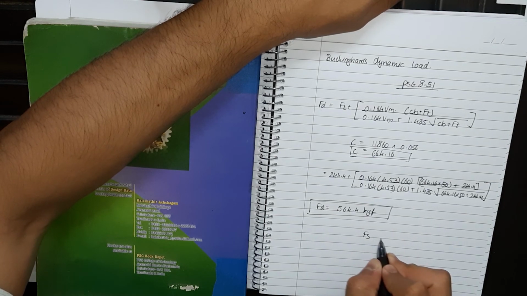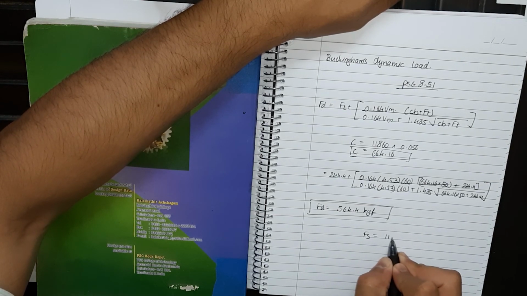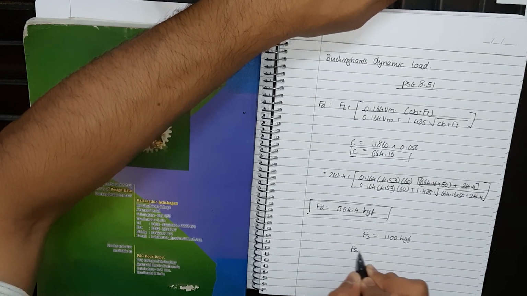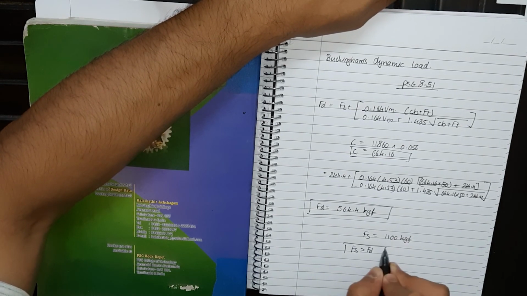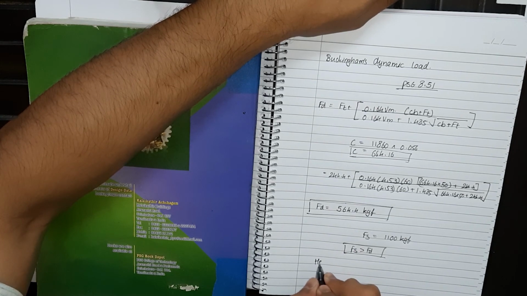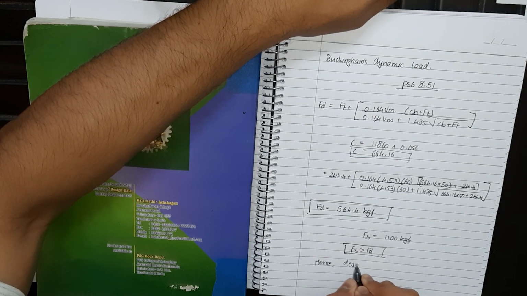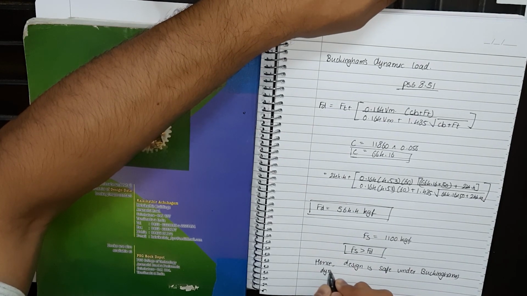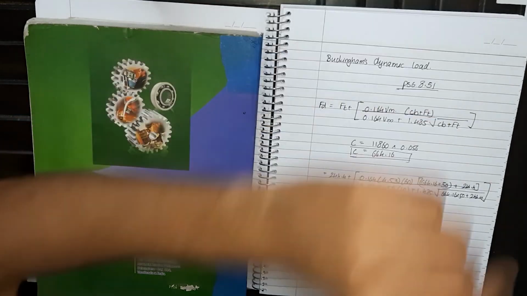Here too, the value of Fs, that was 1100 kgf, Fs is greater than Ft, and hence I can state that the design is safe under Buckingham's dynamic load.